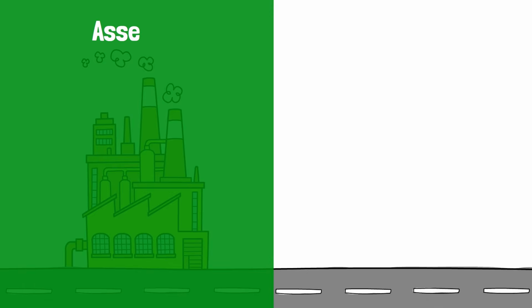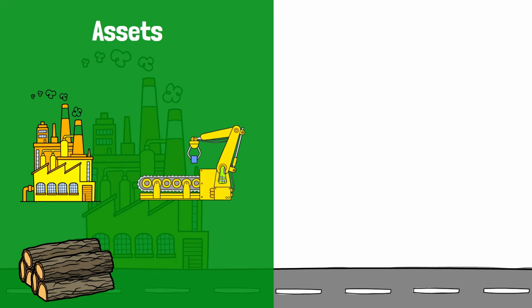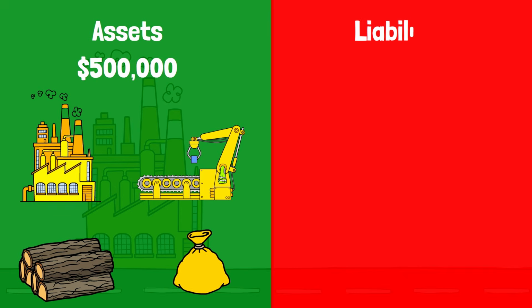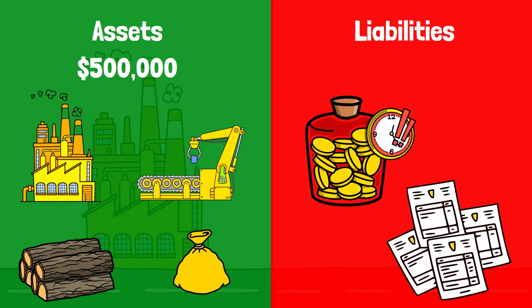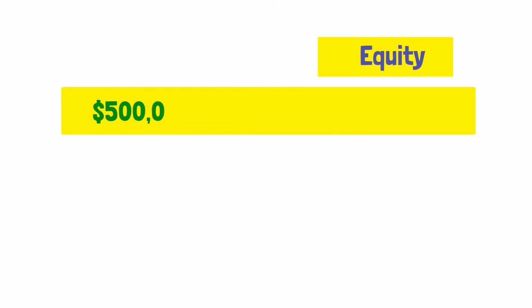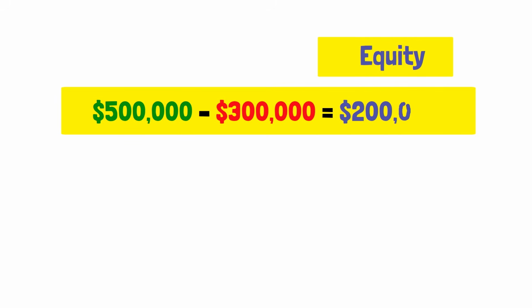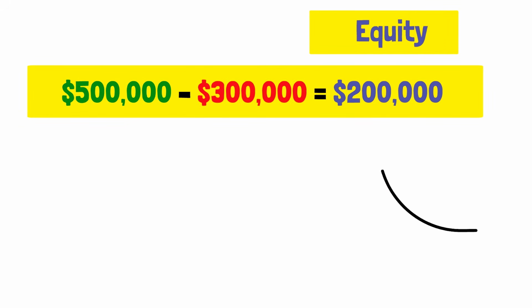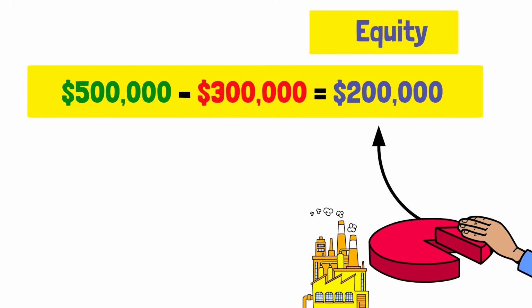Imagine your total assets, your buildings, machines, materials, cash, comes out to $500,000. Your total liabilities, loans, and unpaid bills, $300,000. That means your equity is $500,000 minus $300,000 comes out to $200,000. That $200,000 represents your ownership in the business.